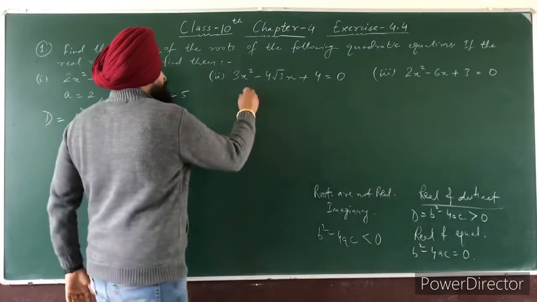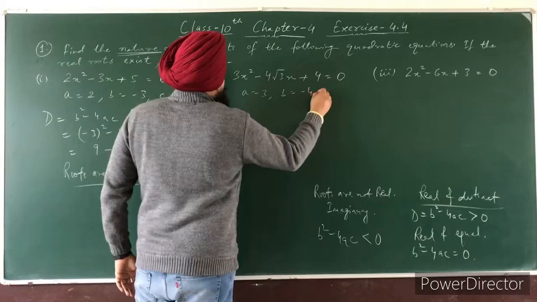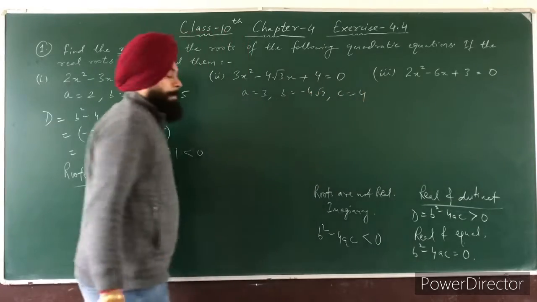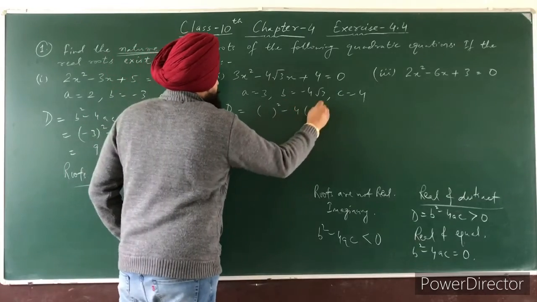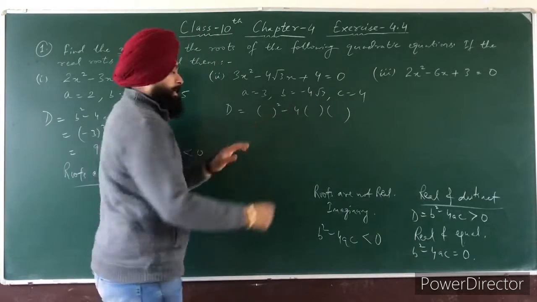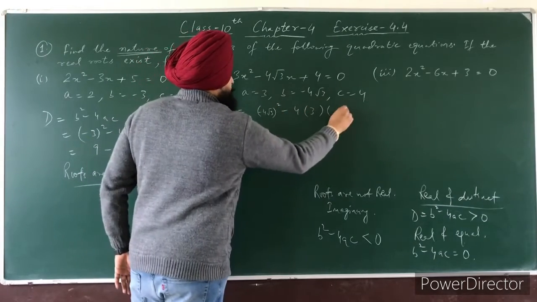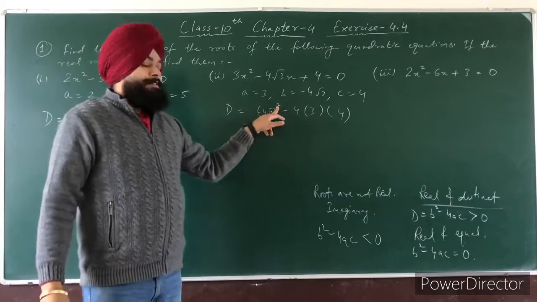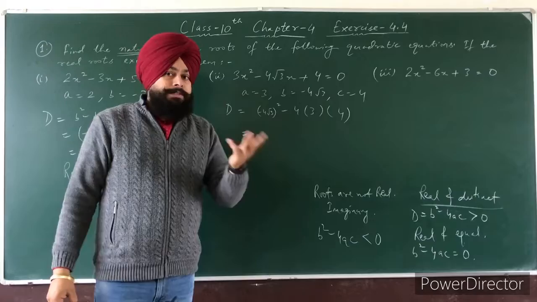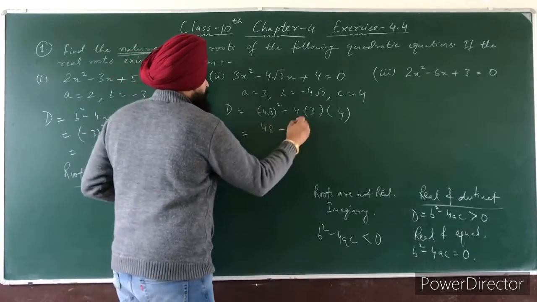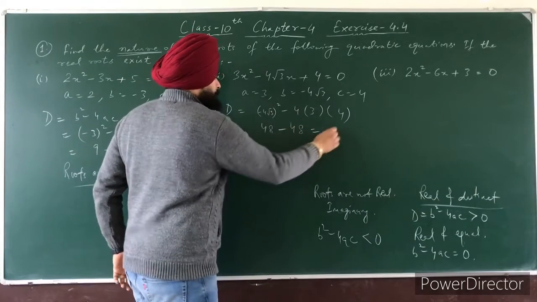So value of a is here 3, b is minus 4 root 3, and c is 4. So first again find the discriminant, b square minus 4ac. Value of b is here minus 4 root 3, value of a is 3, and c is 4. Now minus square is plus, 4 square is 16, and root 3 square is 3. So 16 3s are 48. Now 4 3s are 12, and 12 4s are 48. Now 48 minus 48 is 0.